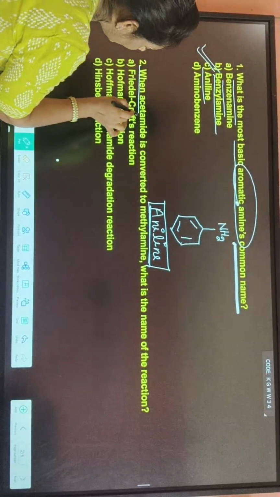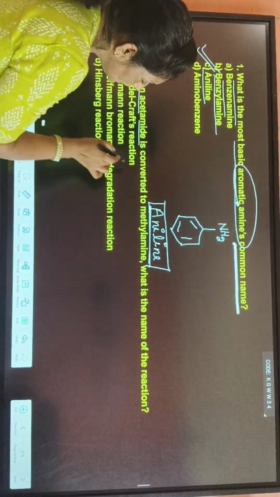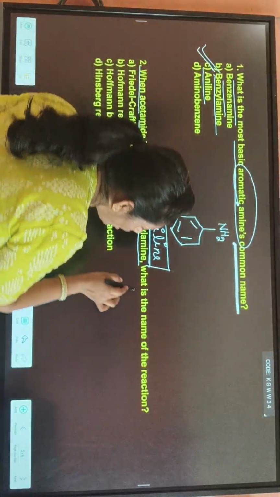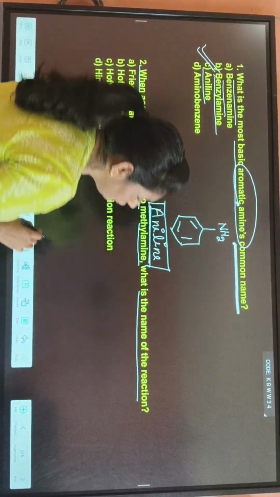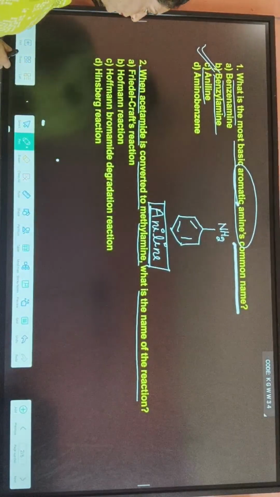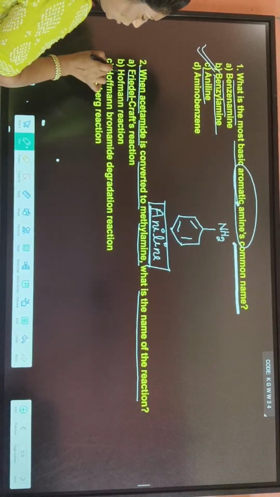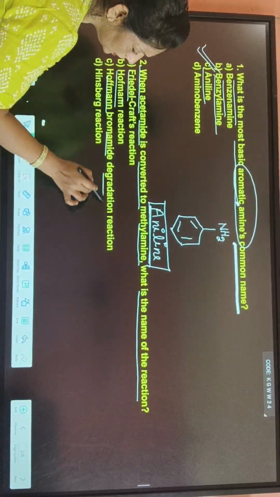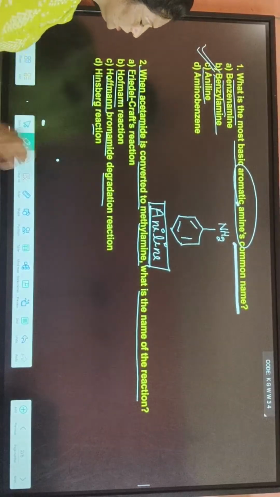When acetamide is converted to methylamine, what is the name of the reaction? Friedel-Crafts reaction, Hofmann reaction, Hofmann bromamide degradation reaction, or Hinsberg reaction?